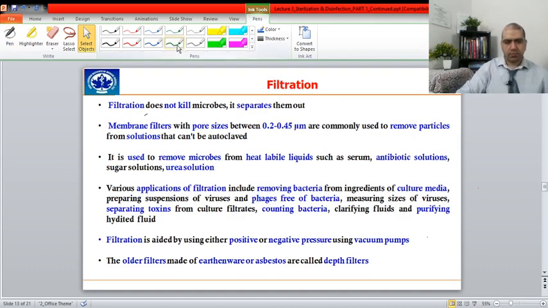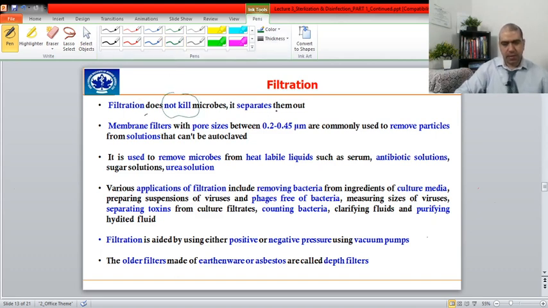In case of filtration, they don't kill microbes, as I told earlier also. They can only separate things. Membrane filters, which we commonly use in our labs, have different pore sizes ranging from 0.2 to 0.45 microns. The overall dimension of an average bacteria is around 1 micron in size. So if you use filters which are less than 1 micron, that's 0.2 to 0.45 microns, we can easily filter the bacteria out of our broth or liquid which we are using in the lab. They can remove these particles, so for solutions that cannot be autoclaved, we can use these filters.